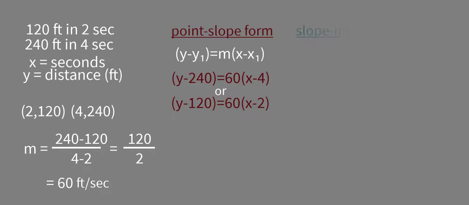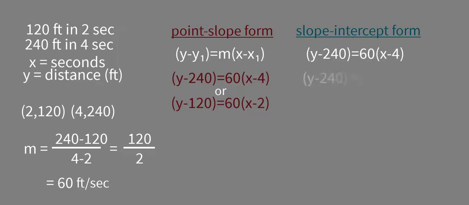Now for slope-intercept, we can use either one of these equations to simplify for y. And I'll show both ways. So y minus 240 equals 60 times x minus 4. Distribute the 60, so y minus 240 equals 60x minus 60 times 4 is 240. Add 240 to both sides and we get y equals 60x.